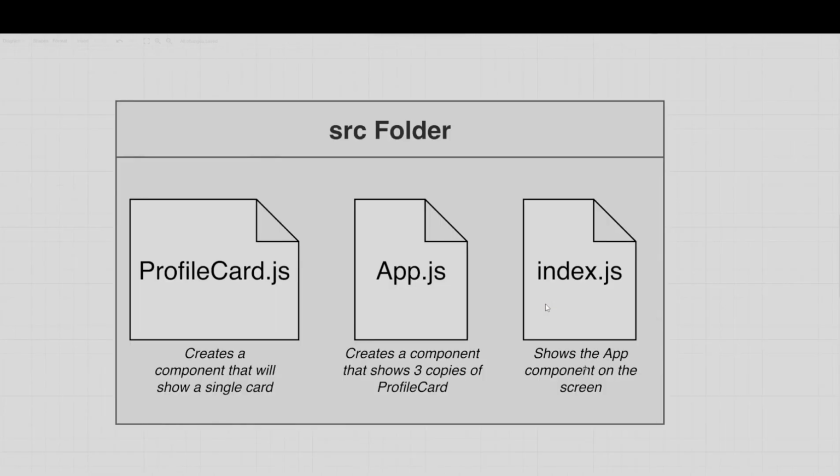Now to do this project, in our src folder we will have three files. First will be the index.js file, which will render our app. Second will be the app.js file, which will create a component which will show three copies of our profile card component. And third will be the profile card component, the component which will show a single card, and all the information related to that card will be stored inside that.